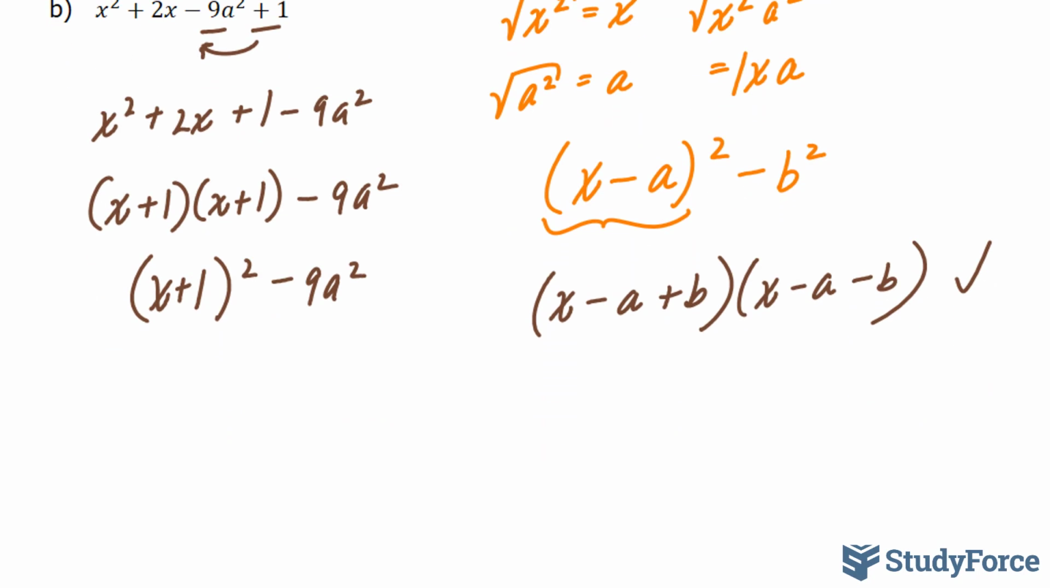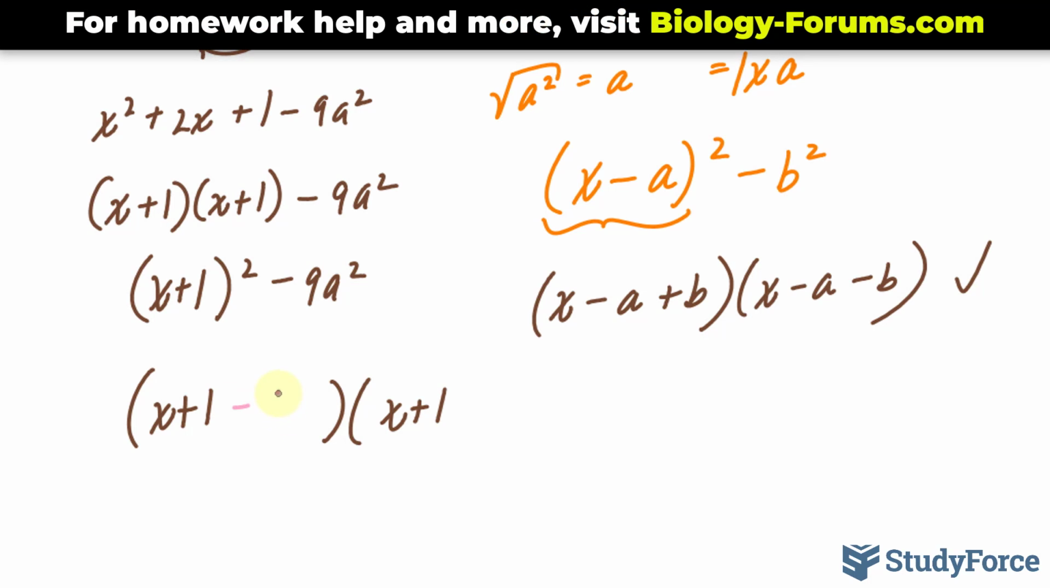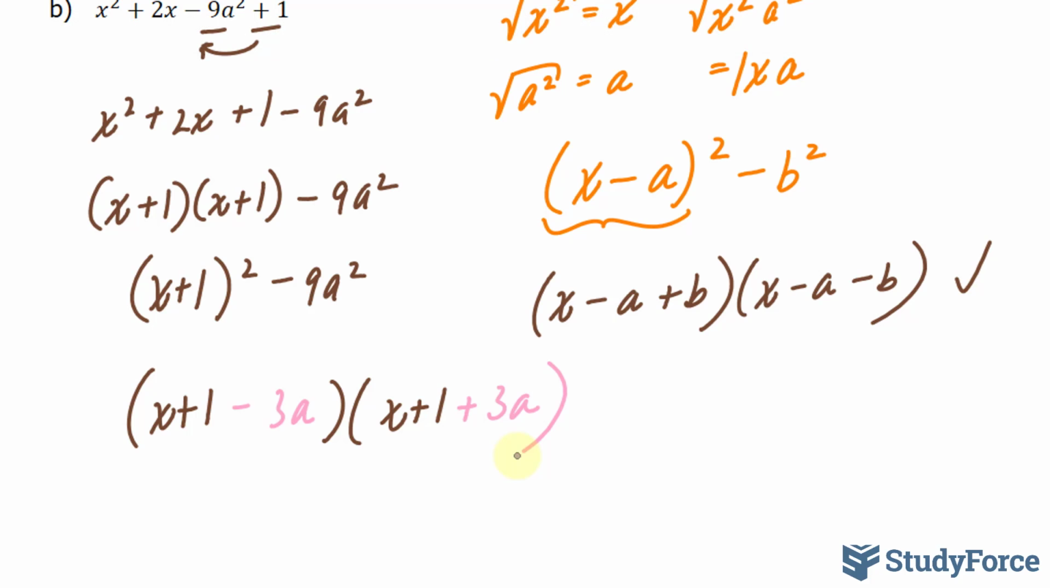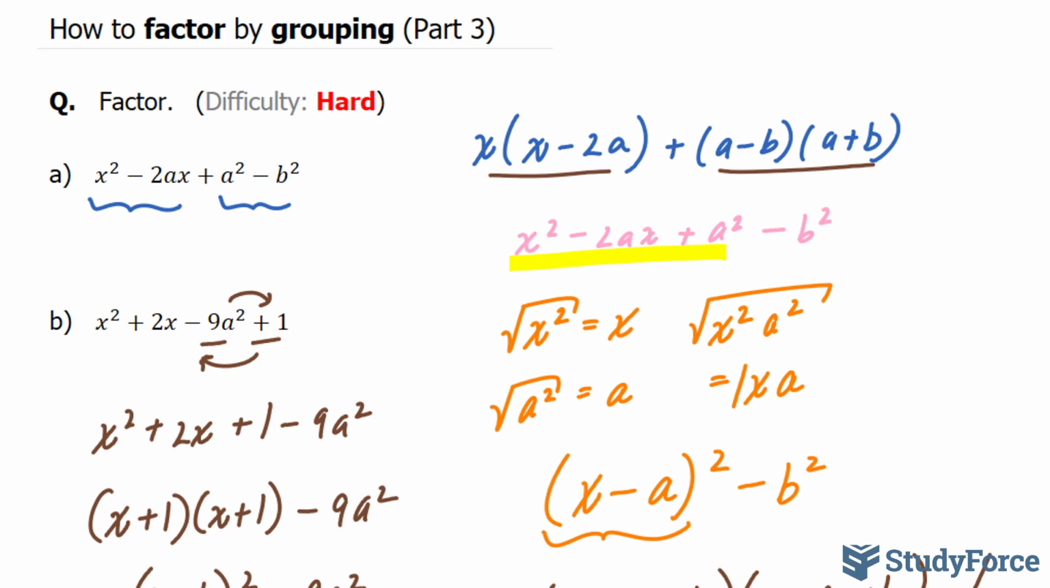Just like in the previous question, this is a difference of squares, because this is a perfect square and so is this, leaving us with x plus 1 and x plus 1 in this bracket. The square root of 9a squared is minus 3a and plus 3a. That's the answer to question B, and that is how to factor by grouping.